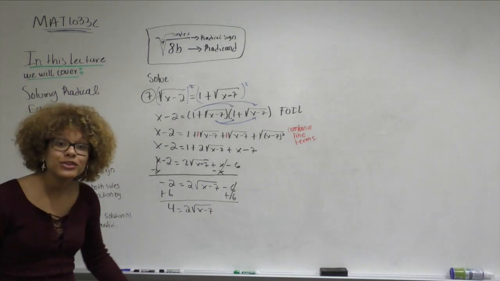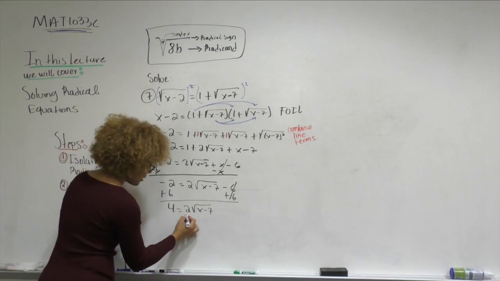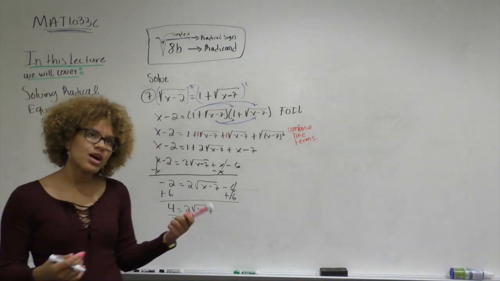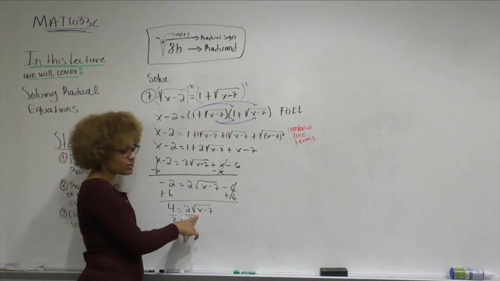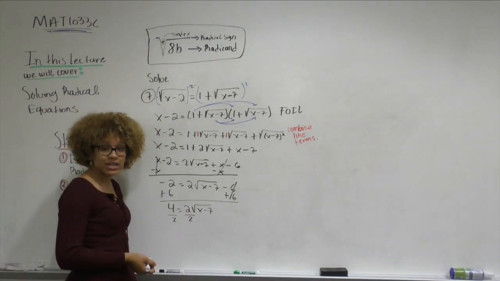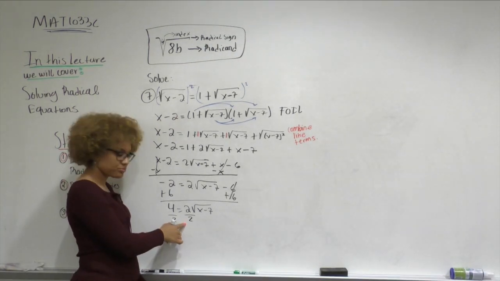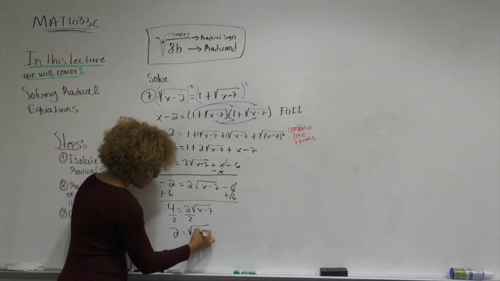My radical is still not by itself. I have this 2 here. So now I'm going to go ahead and divide. Now, how do we know that we're dividing? When you have a number next to a radical like this, it's always multiplication. And the opposite of multiplication is division. So then it's 2 equals radical x minus 7.